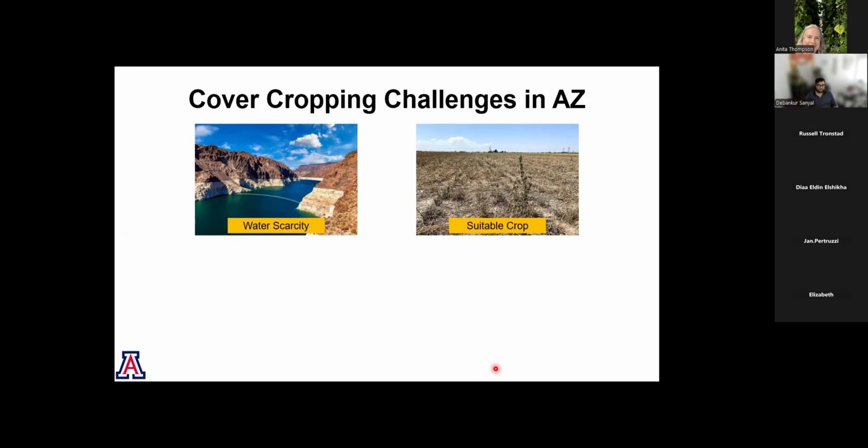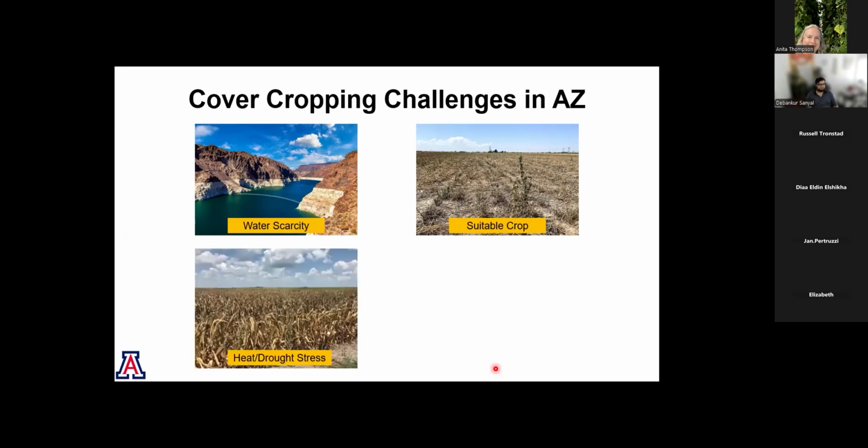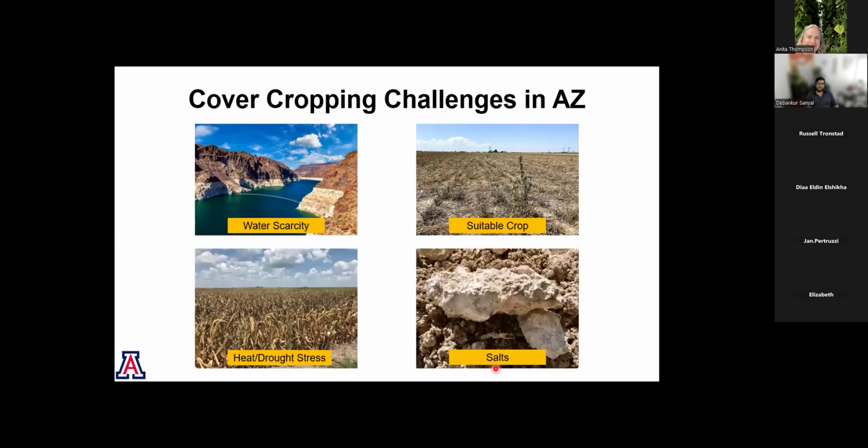So there is a challenge there, and we talked about the heat and drought stress. Many crops will just die and not come back. And then salts, another thing I mentioned, will resist germination of certain plant species. So it is very hard to find the right cover crop, and that's why many growers say we grow cover crops, but ultimately they are probably using a single species cover crop, which is not wrong, but it's not really a cover crop if you cannot provide multiple benefits through the system.